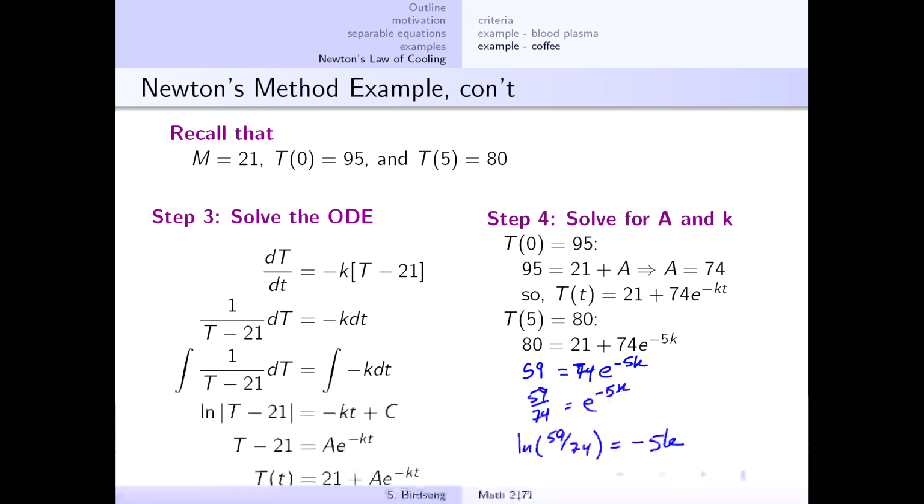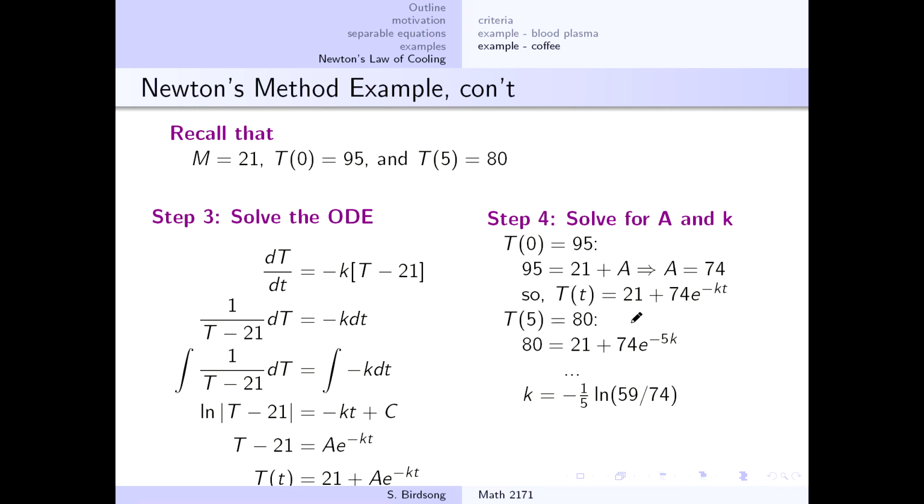Once you have what k equals, that was the only thing missing in our function back here, and we would have what our actual function equals. So k equals that mess that we just said. When we plug it in, the actual answer for our function is 21 plus 74 times e raised to the, and I just inserted what k was into the expression. So negatives will cancel and we'll get t times 1/5, so t over 5, times that natural log.